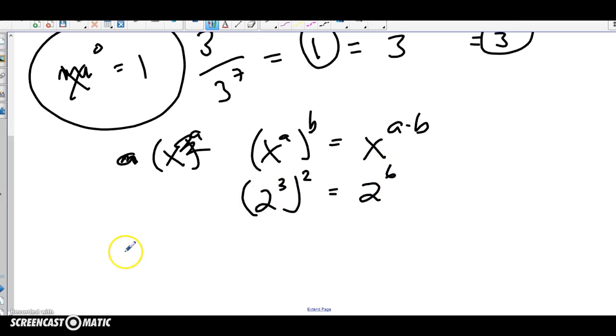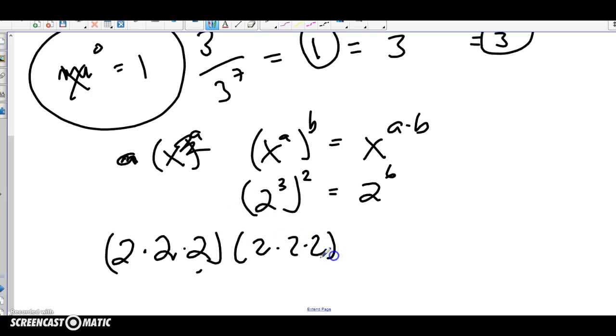2 cubed is 2 times 2 times 2, and you're squaring that, which means multiplying it by itself. So I have 2 times 2 times 2, times 2 times 2 times 2. You can just erase the brackets and have 1, 2, 3, 4, 5, 6 twos, which is 2 to the 6, your answer. So that is the power of the power rule.